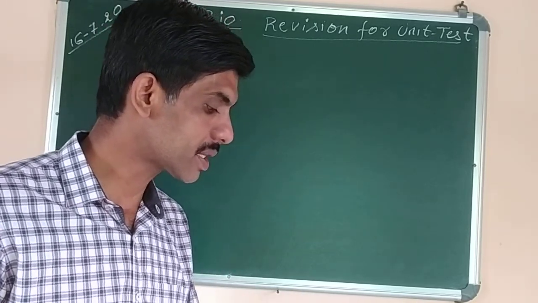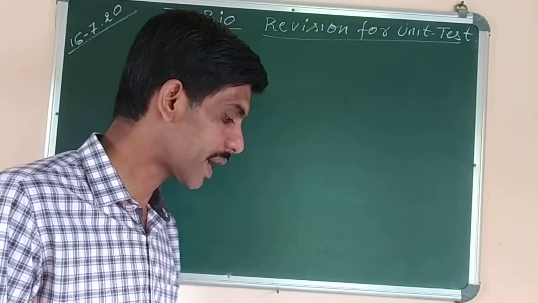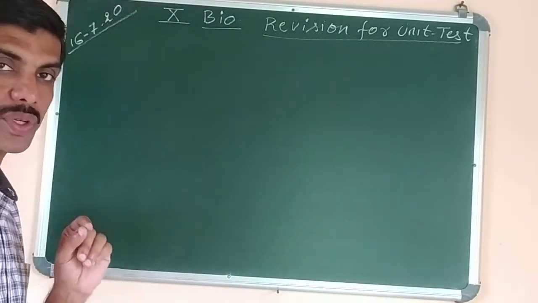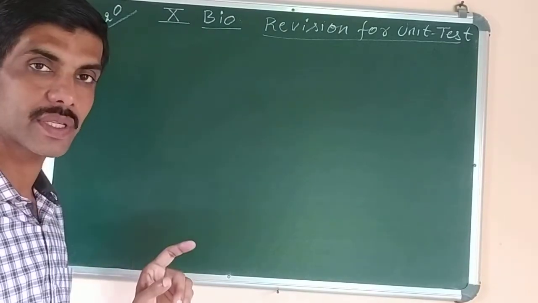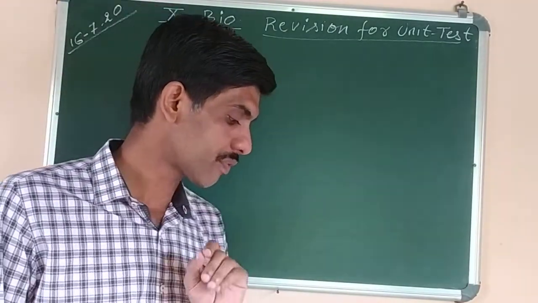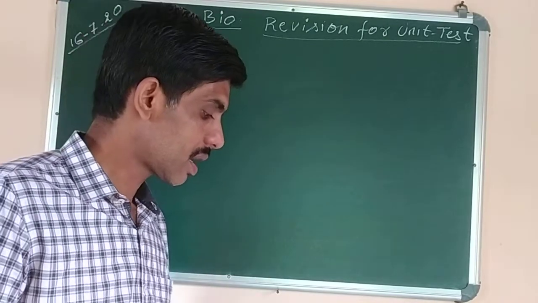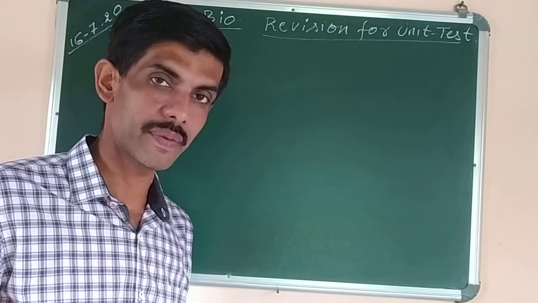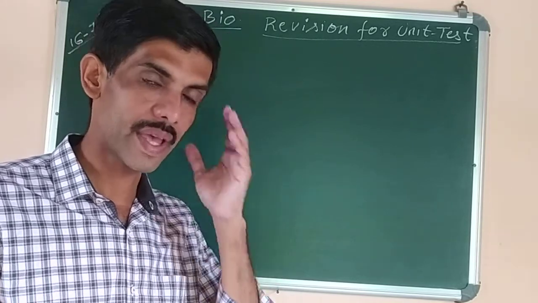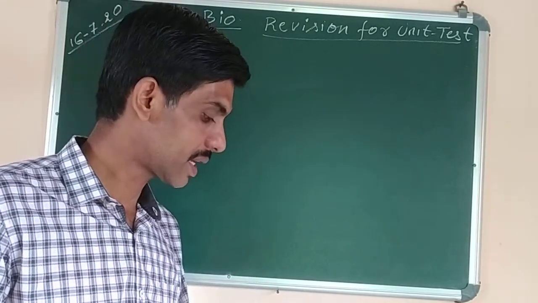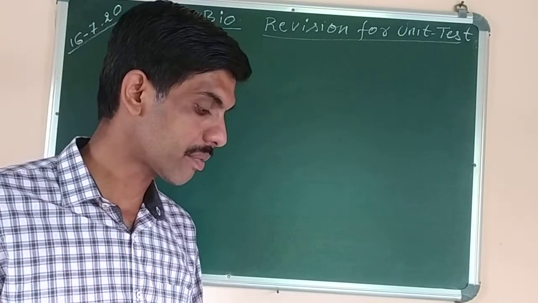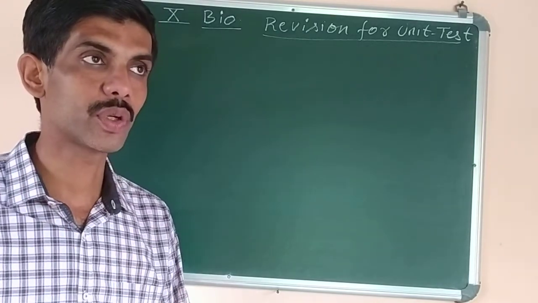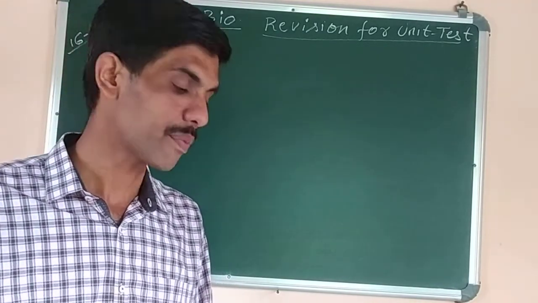Now complete the sentence by choosing the correct word. A girl child receives her X chromosome from, and the choices are her father only, her mother only, or both her mother and father. The answer is from both her mother and father, because two X chromosomes are there. One X chromosome comes from the father, the other one comes from the mother.